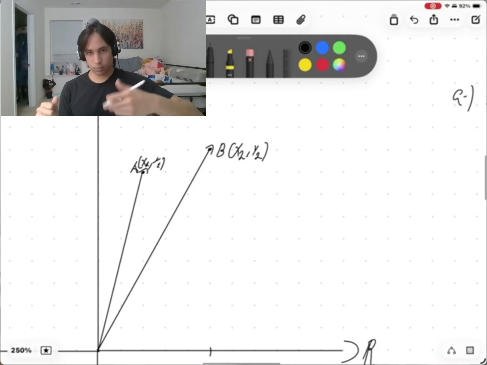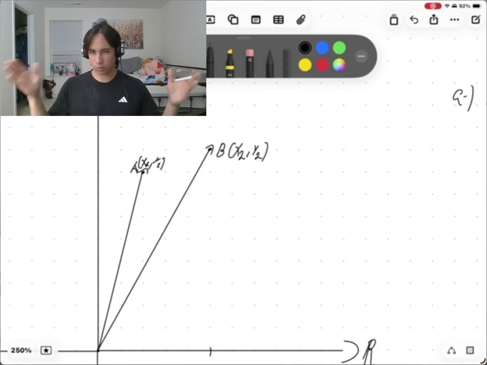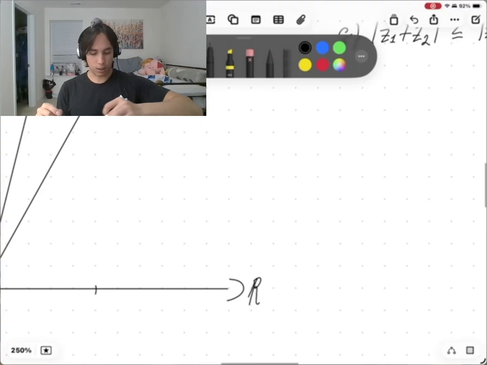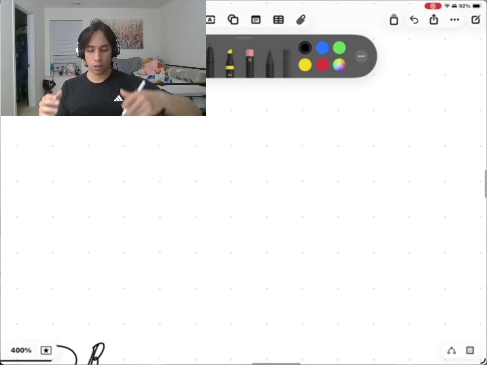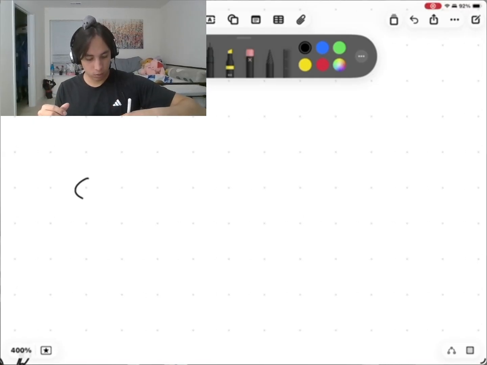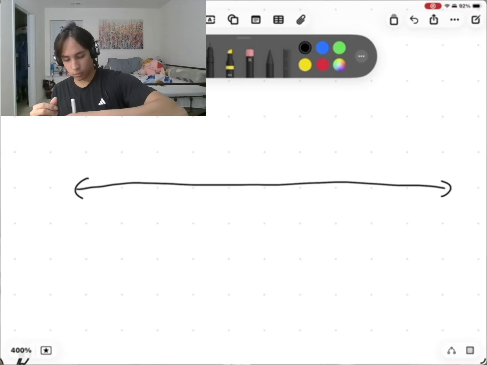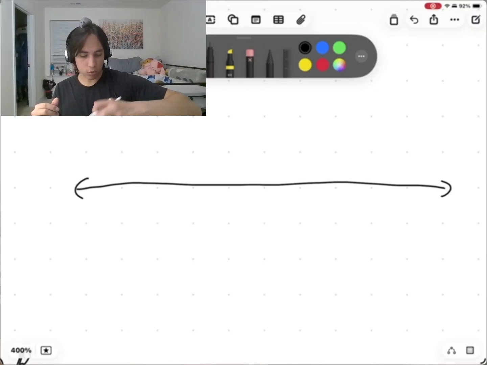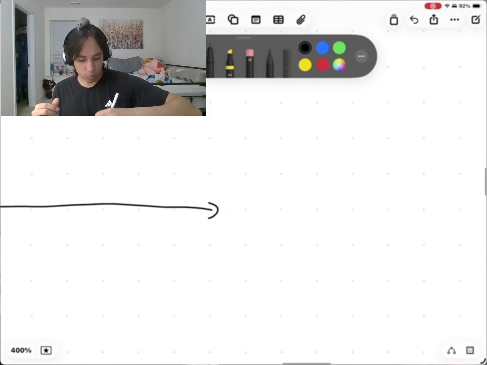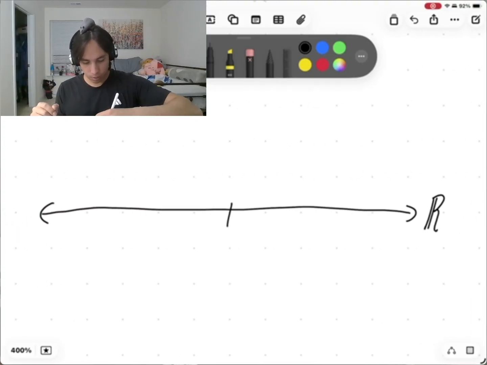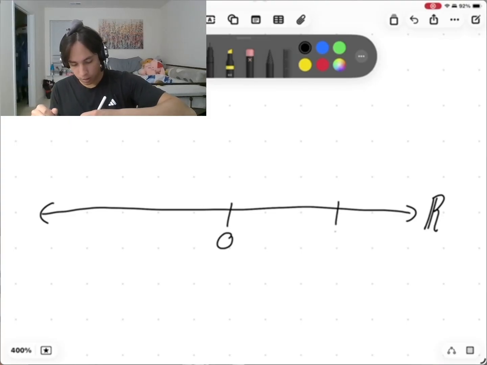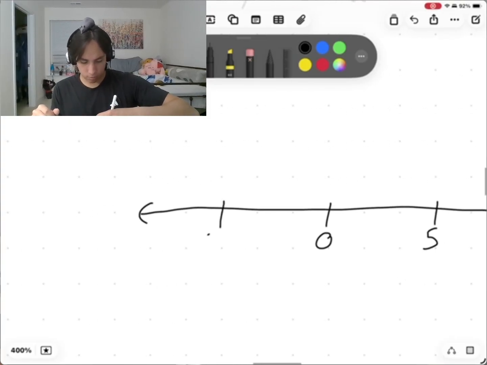So to go back to first principles, let's look at how you find the distance between 2 points on the real scale, right? So we have this real line. I like to make good symbols. Anyway, we got 0. Let's say 5, -3.